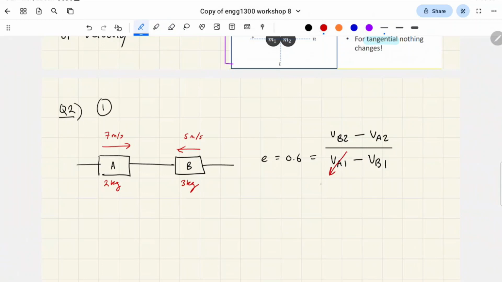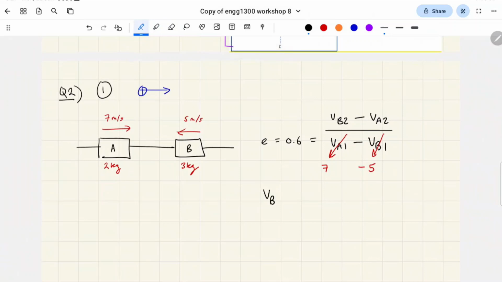And we can sub in our initial values. Keep in mind for these questions, this is a one-dimensional question. We're going to take the right direction as our positive vector direction for velocity, right? So that one's going in +7. This one's going -5, right? So that's going to end up as a negative, right? When we rearrange that, I'm going to put VB2 on the left-hand side and get an expression for VA2. That'll be our first equation for our simultaneous equations, right?